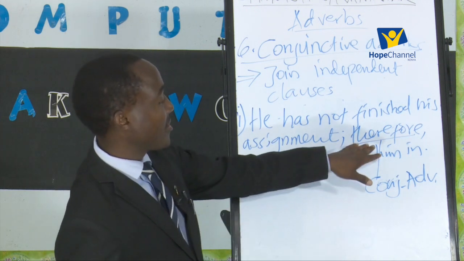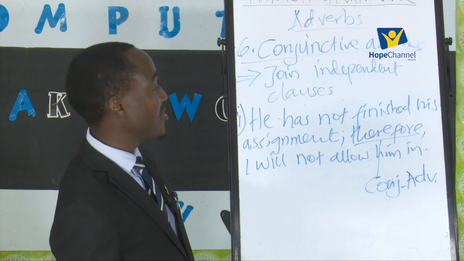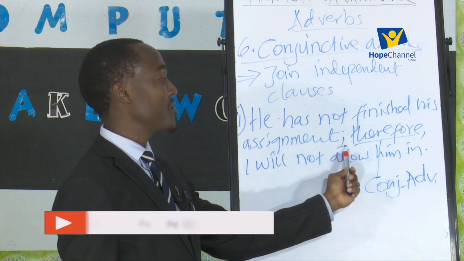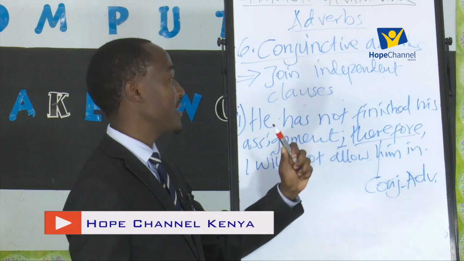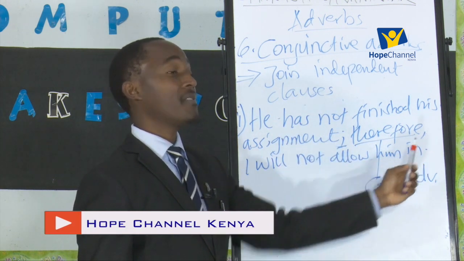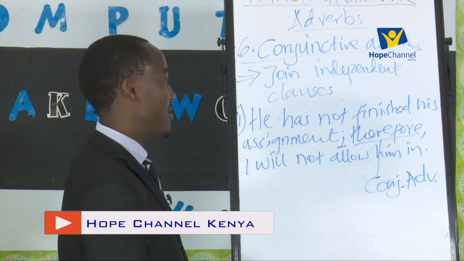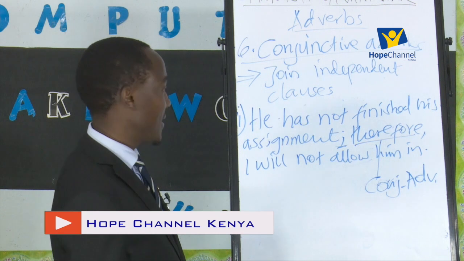When we use a conjunctive adverb in a sentence, note that before the adverb we have a semicolon. We don't use any other punctuation mark. And after the conjunctive adverb we have a comma. That's the correct punctuation because it can be tested in the rewrite questions.